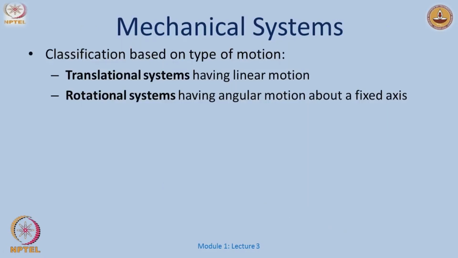Okay. Now, I go to mechanical systems. This is something which we learn much earlier than we do electrical circuits, right, when we do things in high school physics. So, I classify motions as either translational motion, or a linear motion as I call it, or a rotational system or something which has an angular motion about a fixed axis.